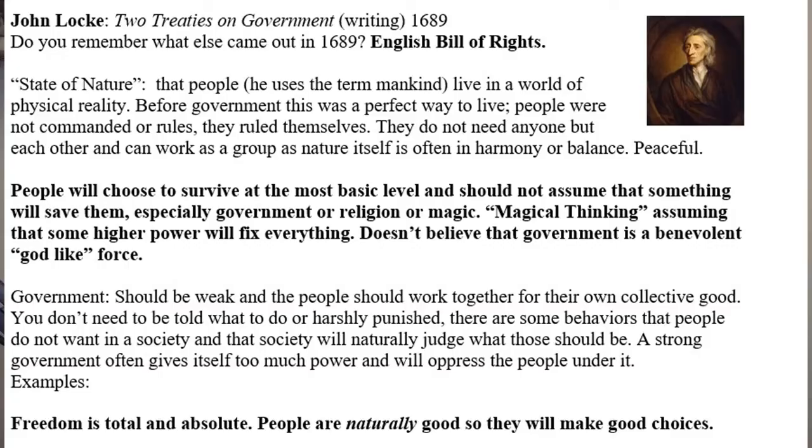He's saying that you don't necessarily need a government to tell you what to do, especially on a smaller scale. People will choose to survive at that most basic level and should not assume that something will save them, especially government or religion, or sometimes these people refer to something called magical thinking, which is assuming that some sort of outside force will just fix everything.